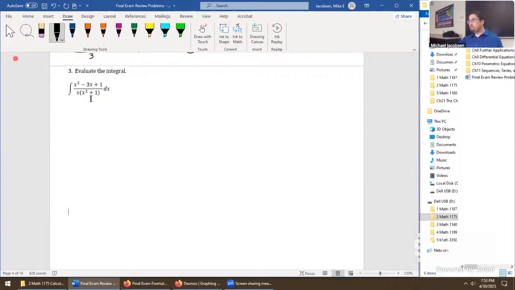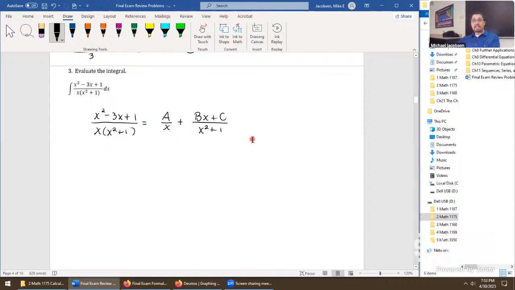Let's write this in by starting with x squared minus 3x plus 1, over x times x squared plus 1. And first we look into the factors. This is degree 1 linear, so we get A over x. This is quadratic, and it's also irreducible. It's just a fancy algebraic way to say can't be factored. That means the numerator becomes Bx plus C over x squared plus 1.